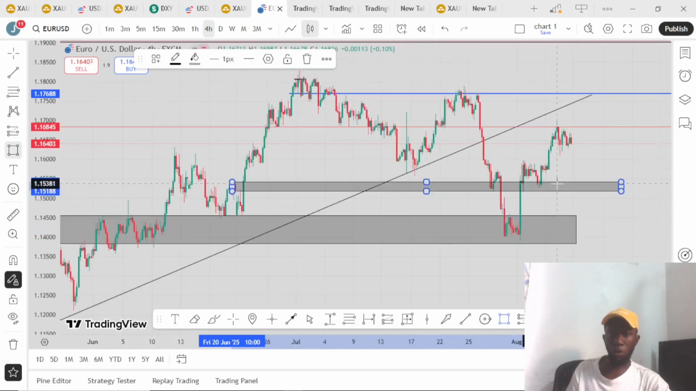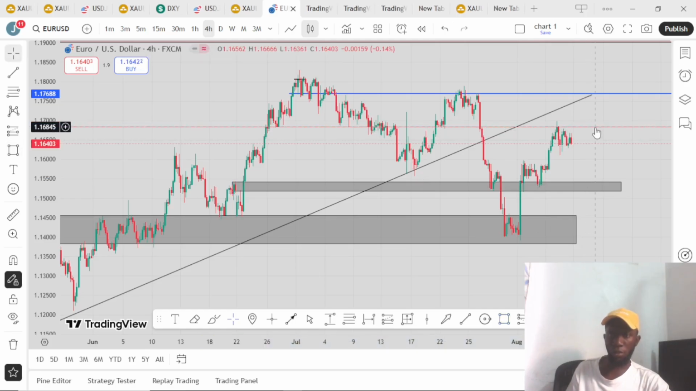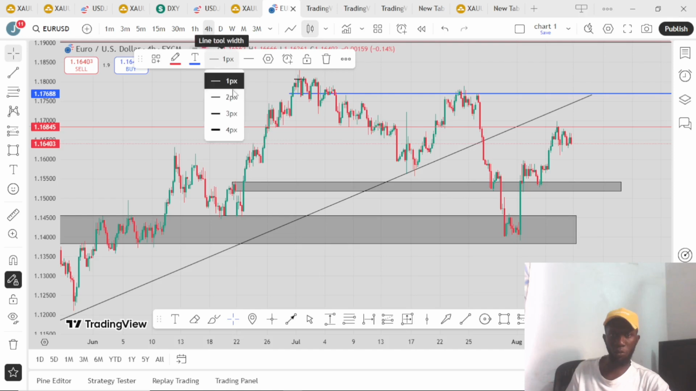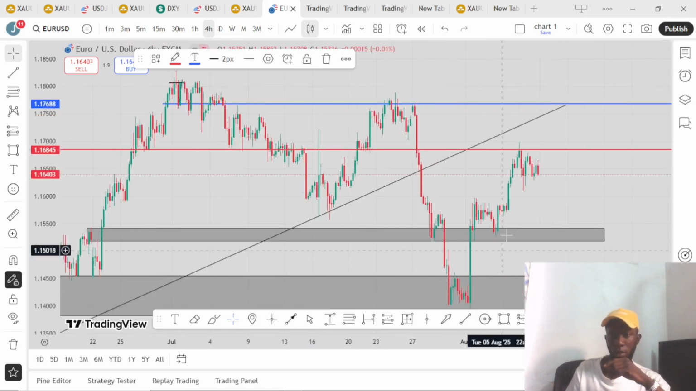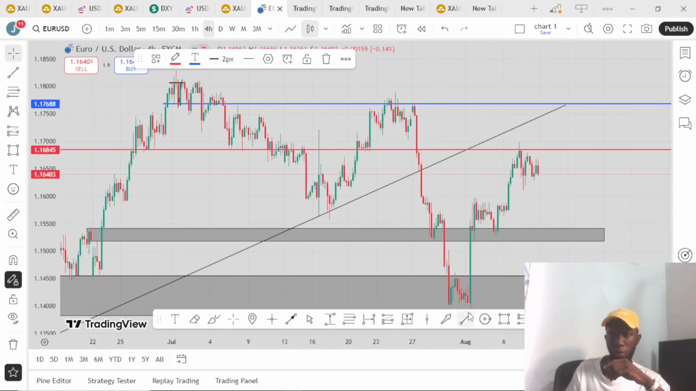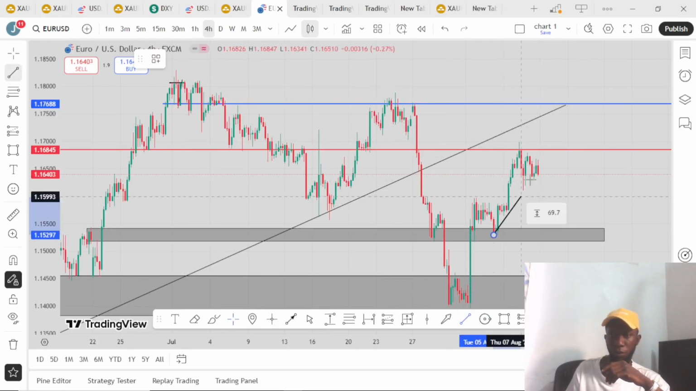Now the issue we have is this minor resistance zone here. This red zone here is what is holding price, what is serving as a little pullback for price. But once this breaks, we will be expecting a move to this particular blue line here, to this particular resistance zone here. So let me put this.